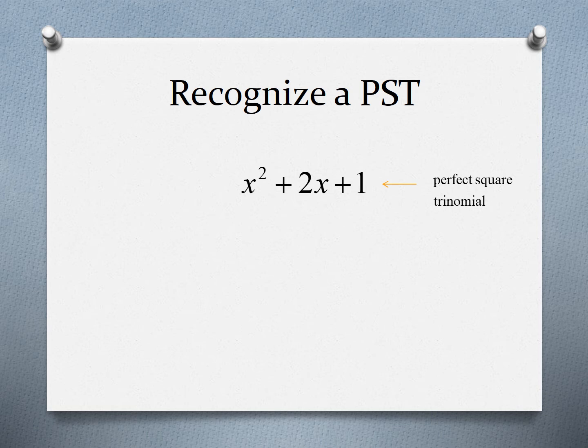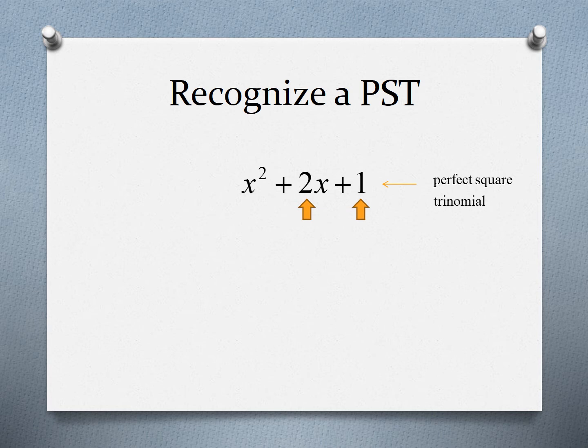Those are required in order to have a perfect square trinomial. Your first term and your third term must be perfect squares. Also, your middle term and your third term must have a very unique relationship. In fact, half of the middle term, squared, must create the third term. In this case, half of 2 is 1. If I square the 1, I get the third term. So I know I have a perfect square trinomial.